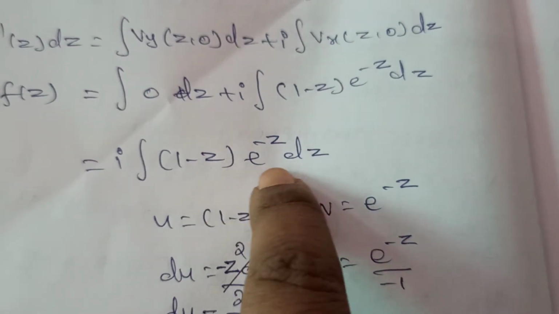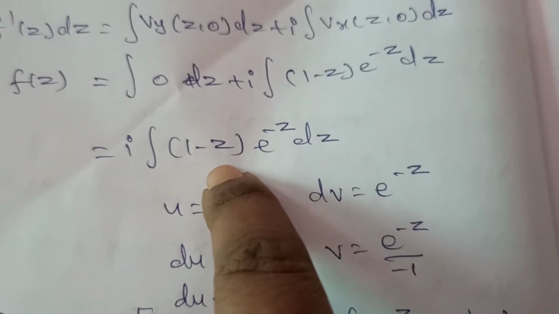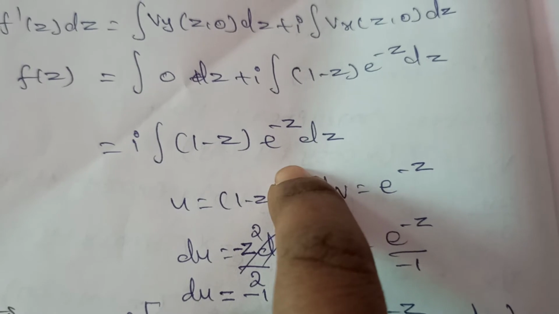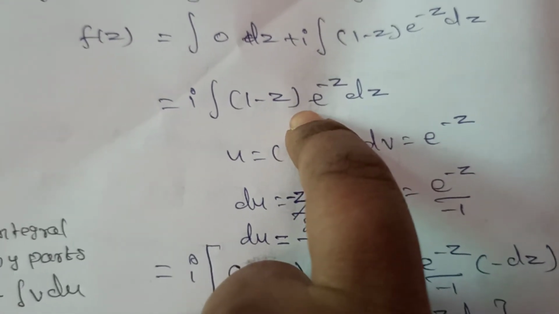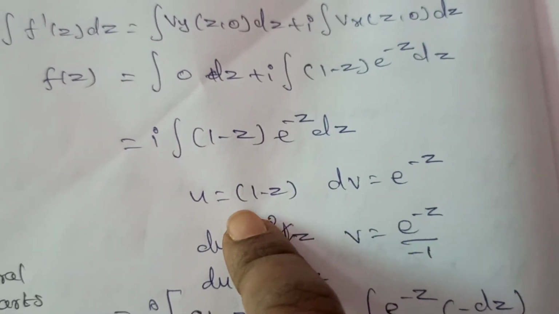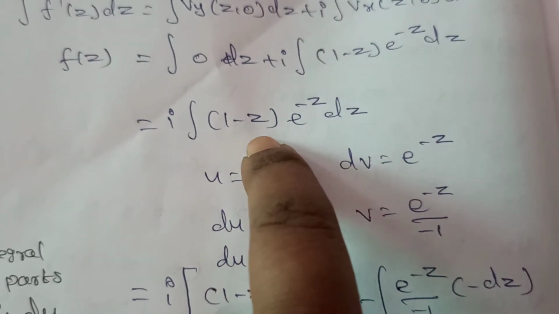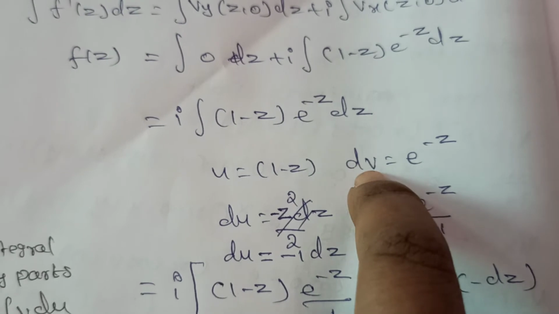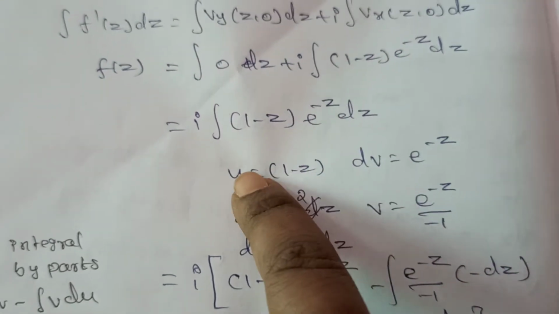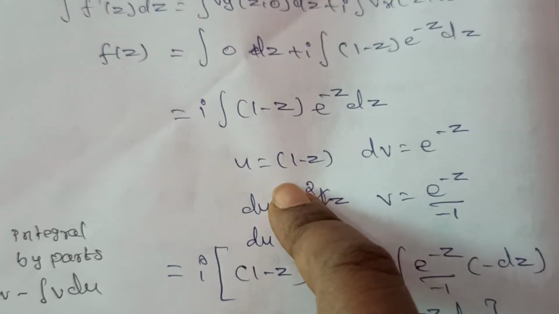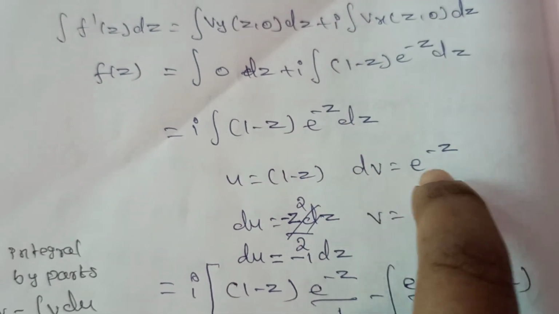Here we have two functions: 1 minus z is one function and e power minus z is another function. Since there are two functions, you can use the integration by parts formula. So let us consider u equal to 1 minus z and dv equal to e power minus z dz. Actually, u is differentiated and dv is integrated.